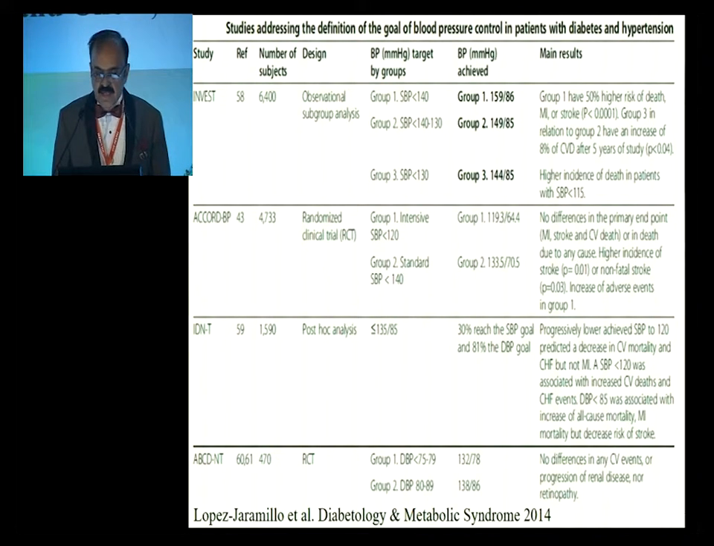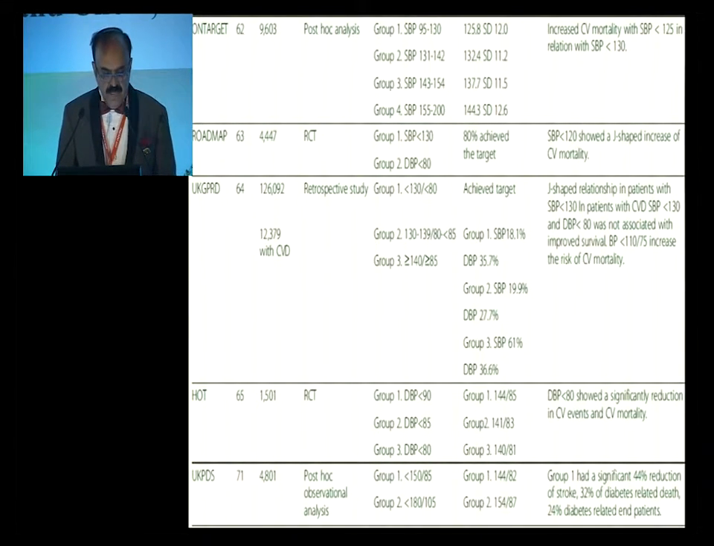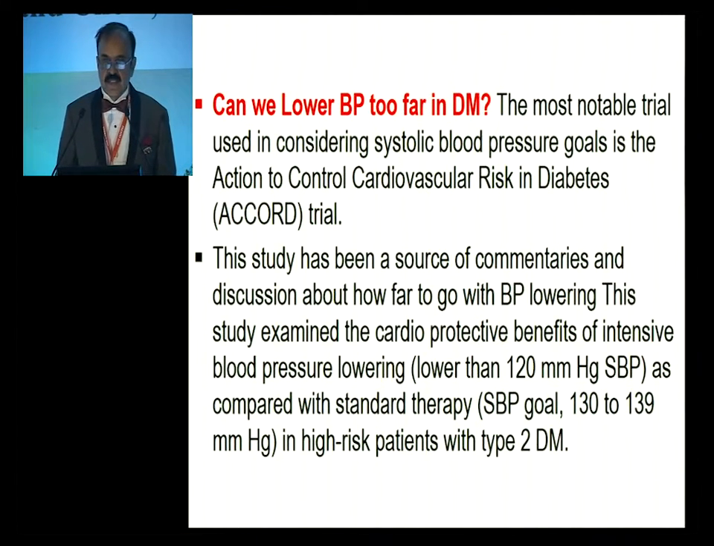INVEST trial says higher incidence of death in patients with intensive control. ACCORD trial was the one which was an eye-opener, where the intensive glycemic control and intensive hypertension control had a lot of adverse events in the group. And so many trials: ROADMAP trial, TARGET trial, HOT trial, UKPDS trial. What do these trials say?